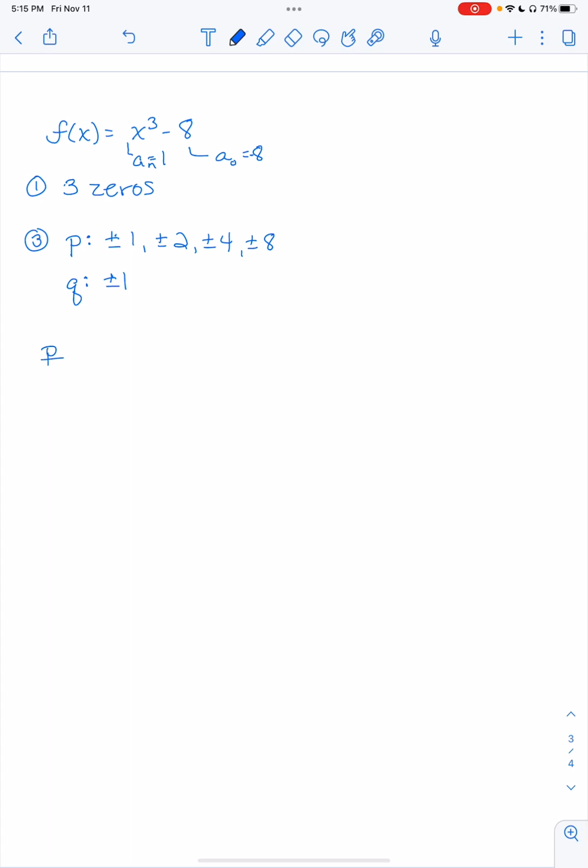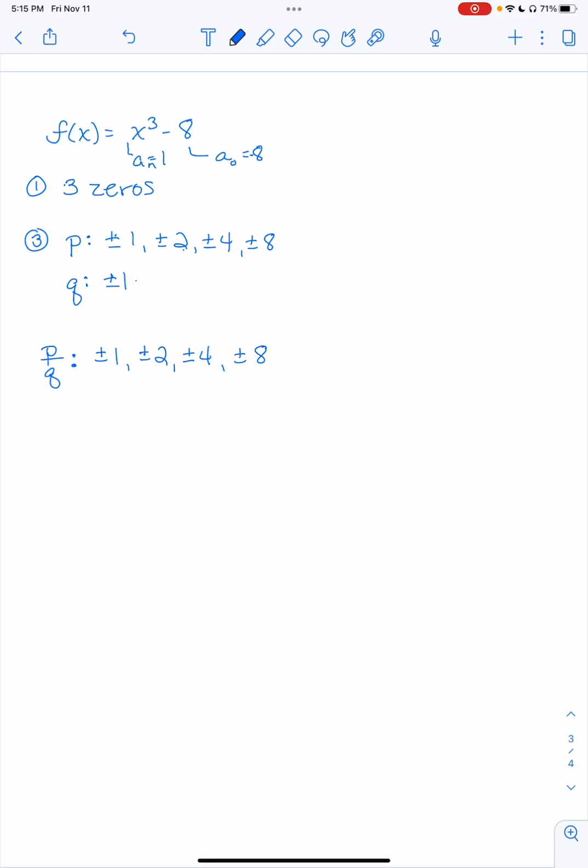So my possible roots for the reals are going to be 1 divided by 1, which is just plus or minus 1, plus or minus 2 divided by 1, which is plus or minus 2, plus or minus 4 divided by 1, so plus or minus 4. You notice all of these are whole numbers, plus or minus 8 divided by 1. So these are all my possible roots.